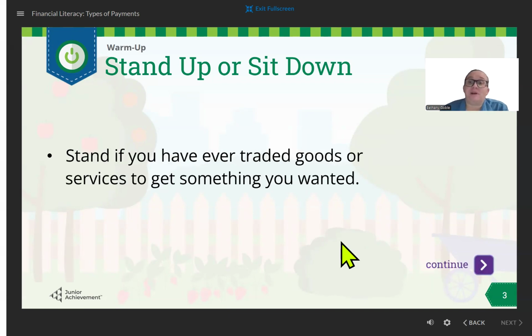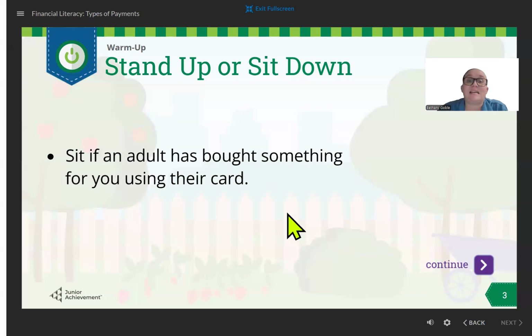Stand if you've ever traded goods or services to get something you wanted. Maybe you said, Mom, can I have $20 for whatever? And you said, I'll take the trash out this whole week. Right? You trade a service, you're bargaining. Sit if an adult has bought something for you using their card. So any adult in your life, they used a card to buy something for you.